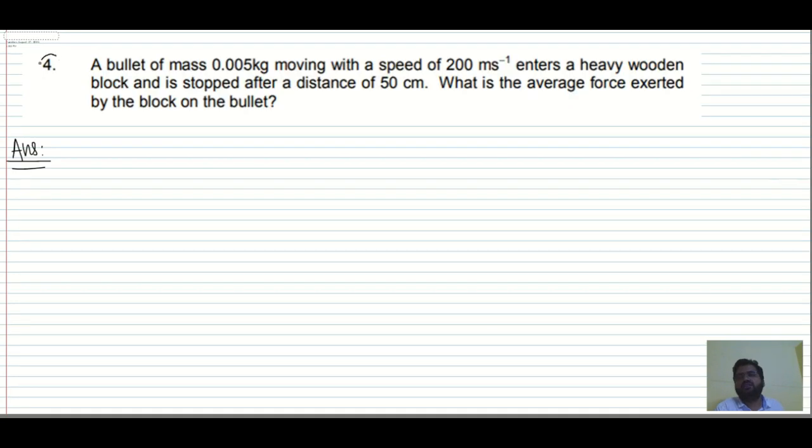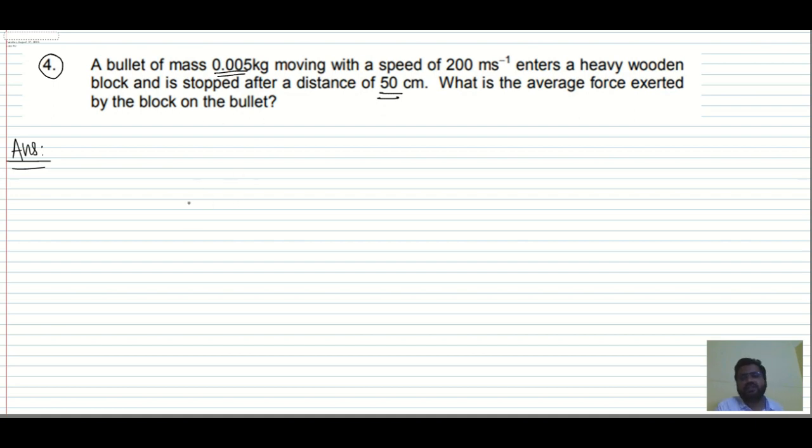So this is the fourth question which we have. A bullet of mass 0.05 kg moving with speed 200 meter per second enters a heavy wooden block and is stopped after a distance of 50 centimeter. What is the average force exerted by the block on the bullet?